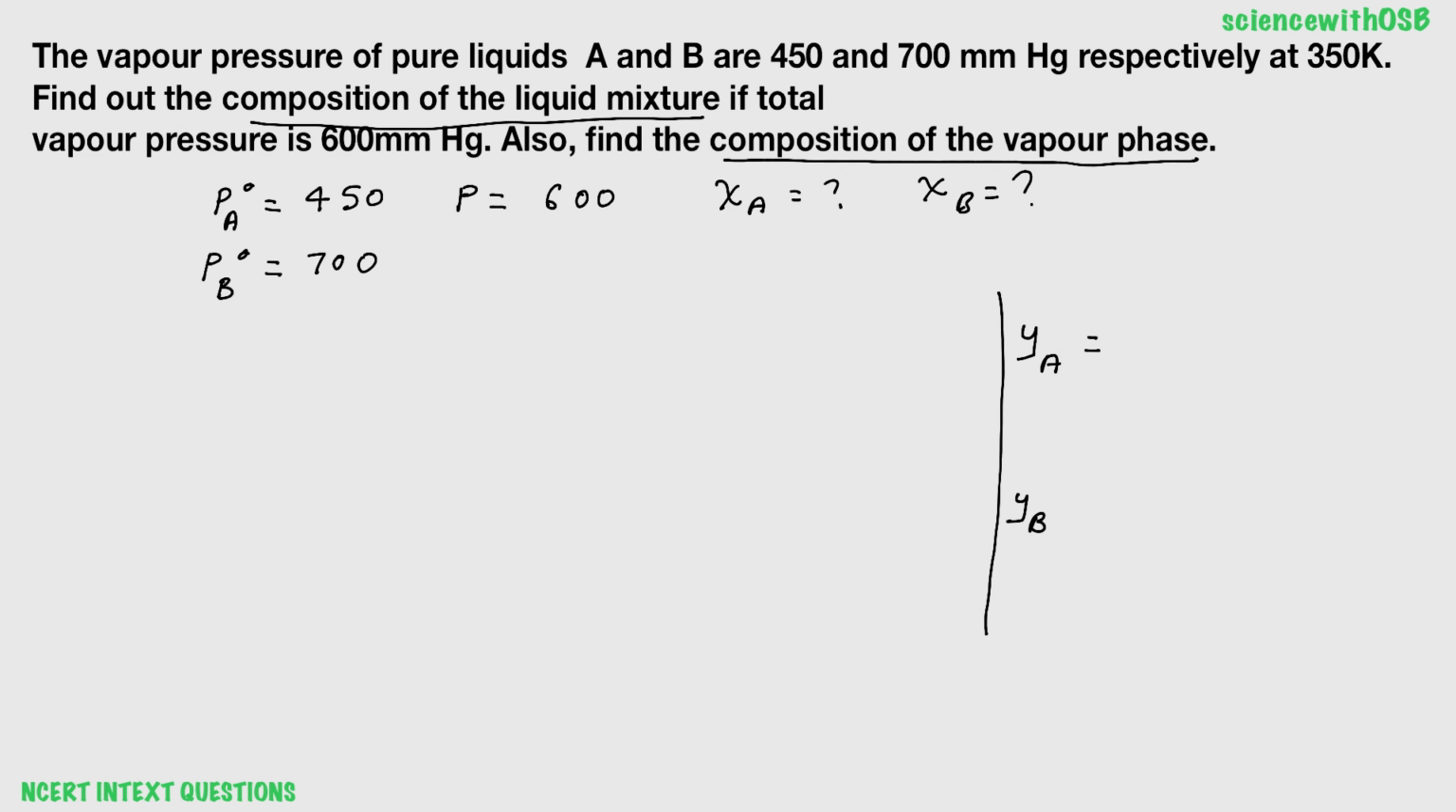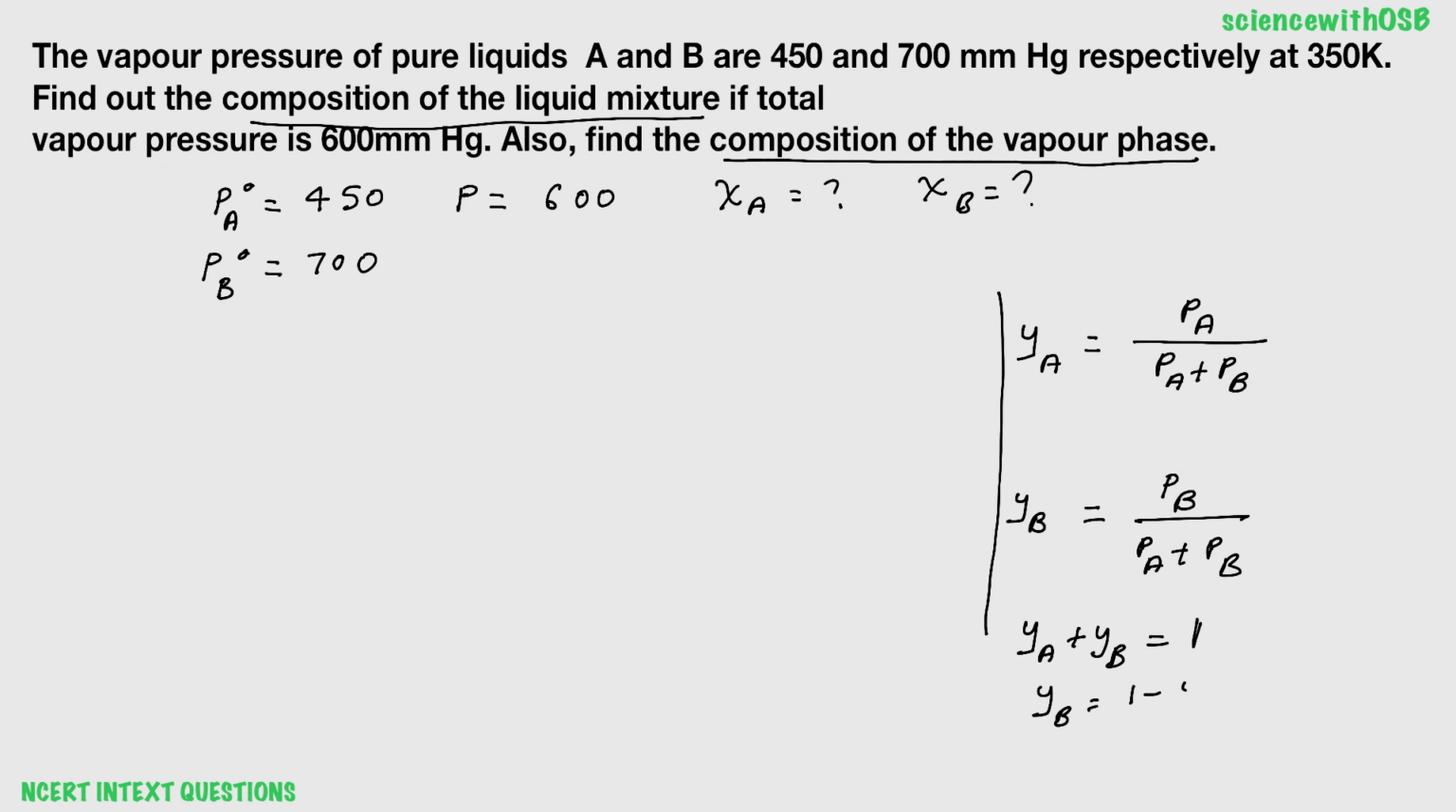Now, what is YA? It is the ratio of partial pressure of component A by total pressure. Similarly, partial pressure of component B by total pressure. Also remember, if you add YA plus YB, you are going to get 1, which means if you find one of this YA or YB, you can find the other one by subtracting it from the 1. Which means YB is equal to 1 minus YA. So it's a very easy question.